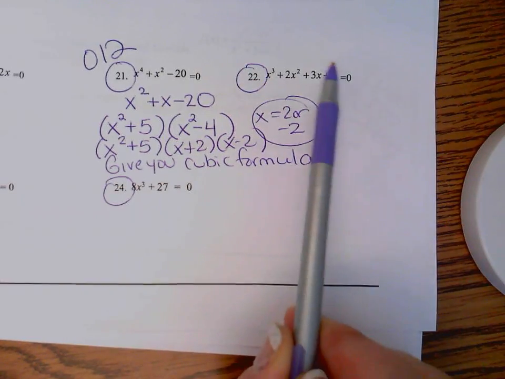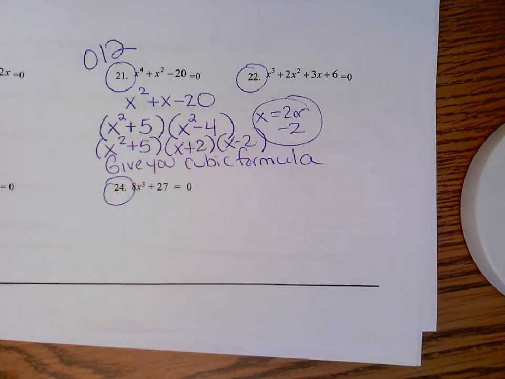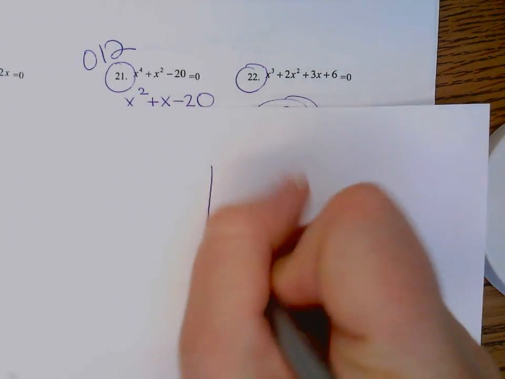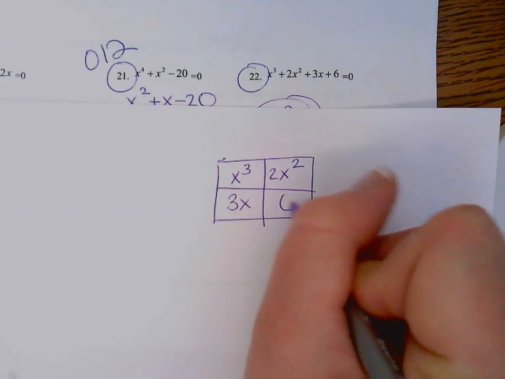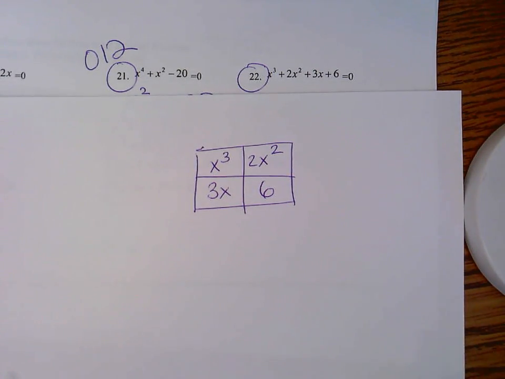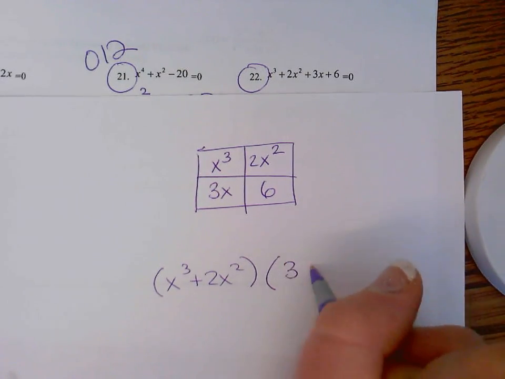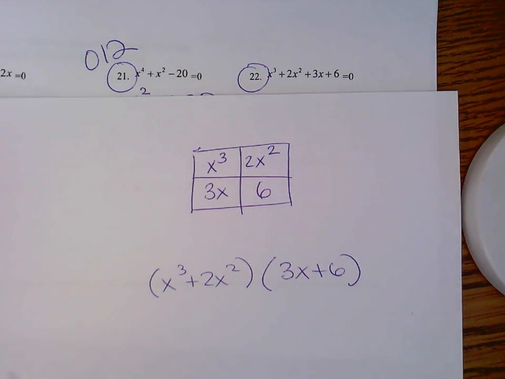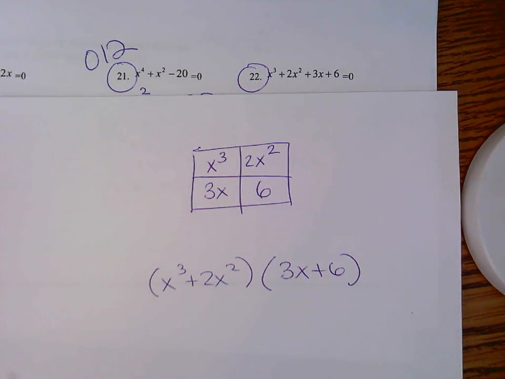Number 22, you can either use the box method and just put those into the box, or you could do the grouping method. If you're going to do the box method, I'll set it up for you because most of you probably like the box method. It would be x cubed, 2x squared, 3x, and 6, and then you do the box method. If you wanted to do the grouping method, it's x cubed plus 2x squared in one parenthesis and 3x plus 6 in the other parenthesis. So I'm going to give you a minute. Try the box method first, and then I can show you how you get the same answer using grouping. But if you're good with the box method for this test, maybe you want to stick with that.